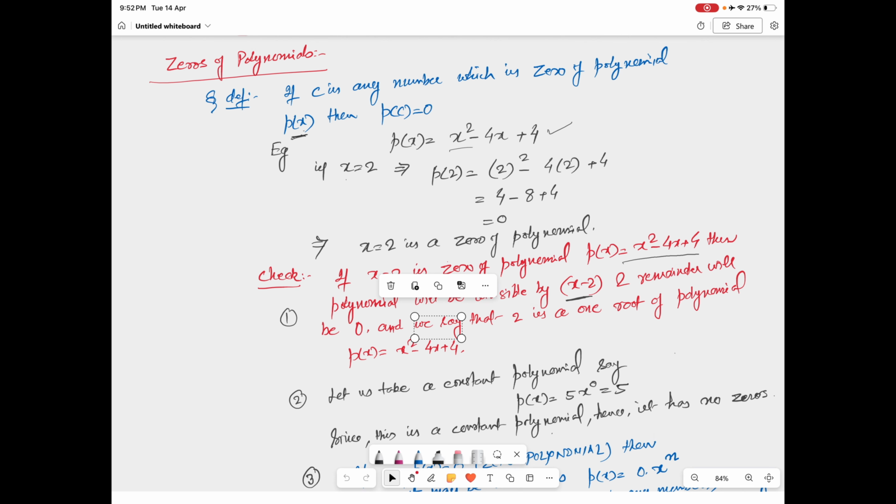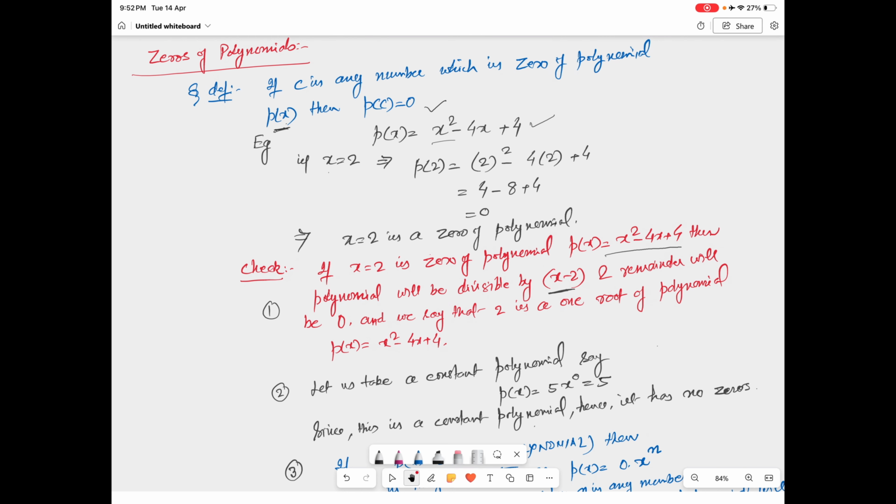So the definition is, if C is any number which is a zero of a polynomial, then if we substitute the value of x or y, whatever the algebraic variable is, with C, the value of it becomes 0. So P(C) will become 0. This is what I have written here as the definition of the zero of a polynomial.